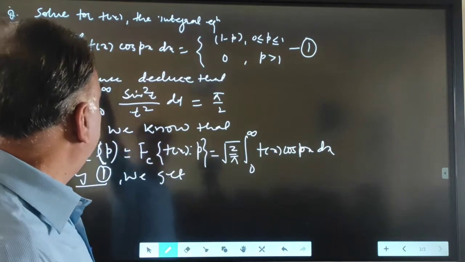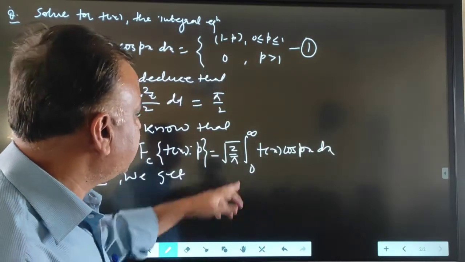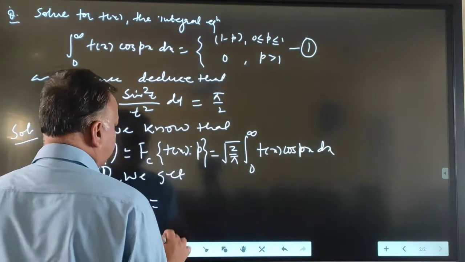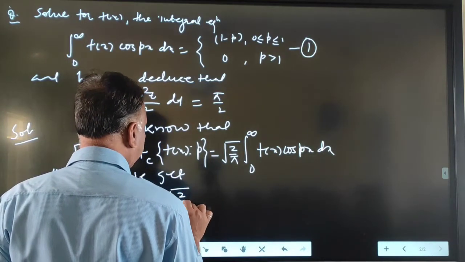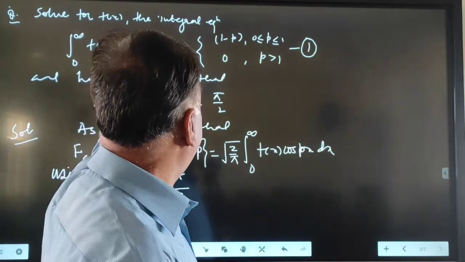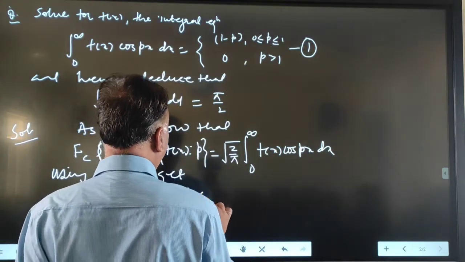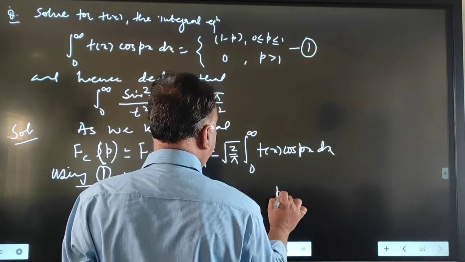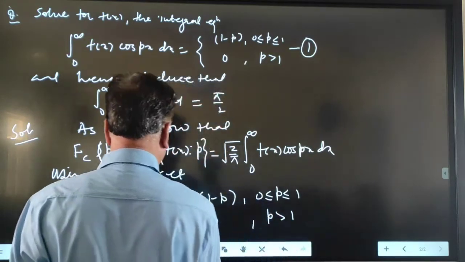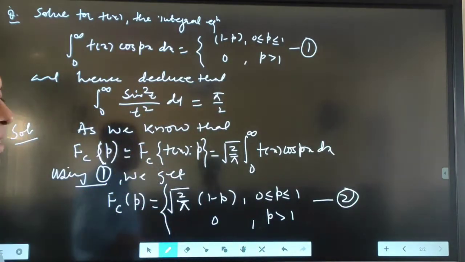Now, using equation 1, we know that the integral 0 to infinity f(x) cos px dx is given by this. So if we use equation 1 in this Fourier cosine transformation, then we get F_c(p) is equal to root 2 upon pi into the integral of f(x) cos px dx, which is given by equation 1. So it is root 2 upon pi into (1 minus p) if p lies between 0 and 1, and it is 0 if p is greater than 1. So we have defined F_c(p) using equation 1.